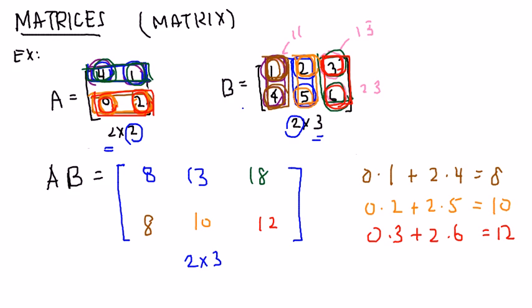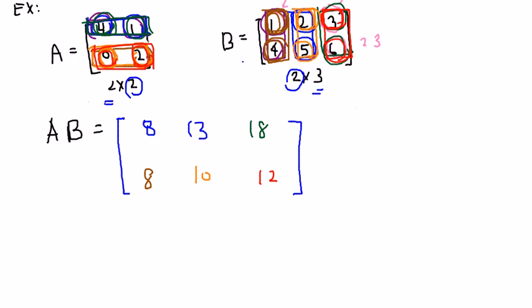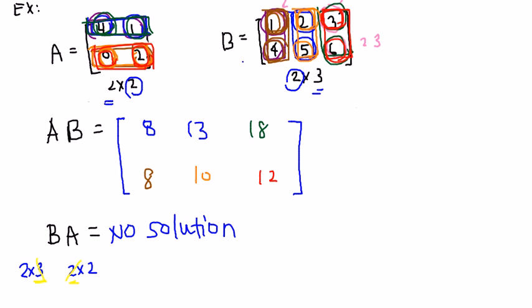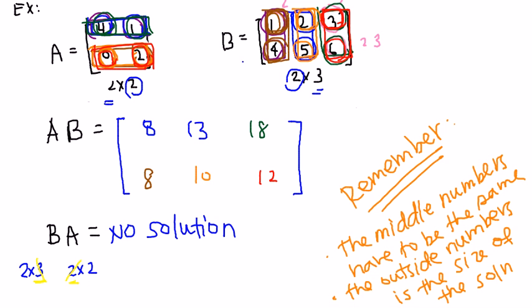Now let's say I want to find B times A. But before we do that, we should probably check the sizes. So I know B is 2 by 3 and A is a 2 by 2 matrix. If you look, the two middle numbers do not match up. So therefore, there is no solution for this. Remember, the middle numbers have to be the same for you to be able to multiply two matrices, and the outside numbers give the size of the solution.